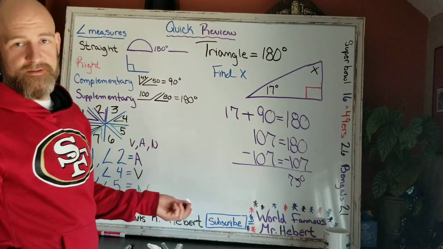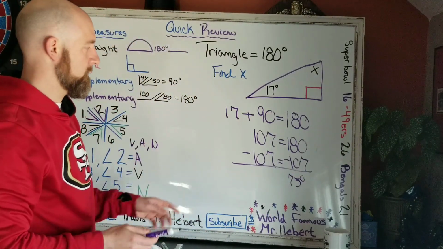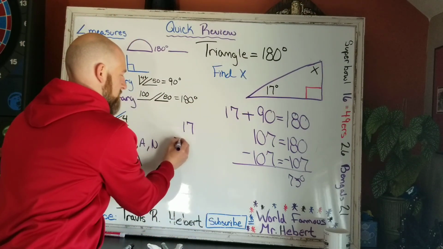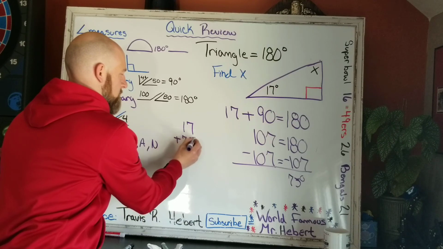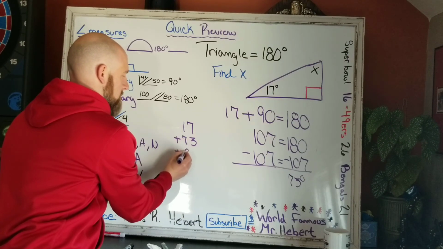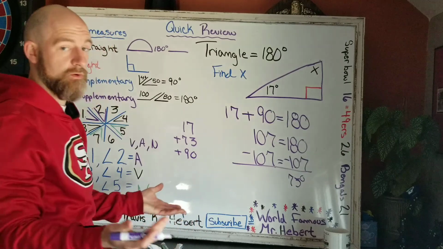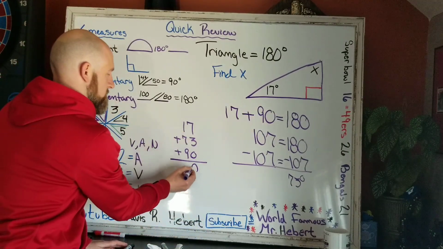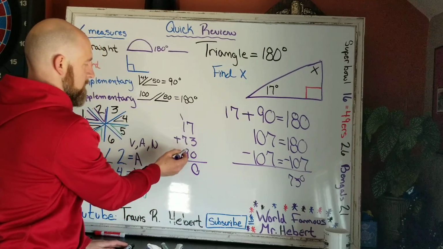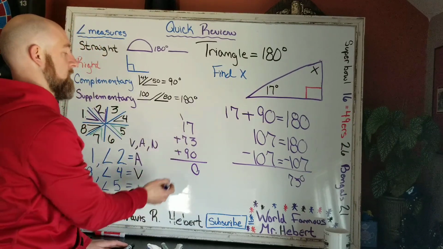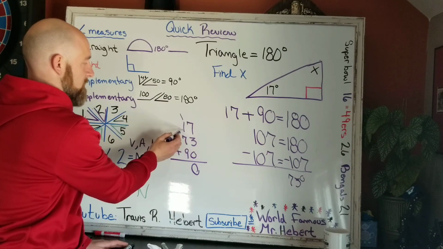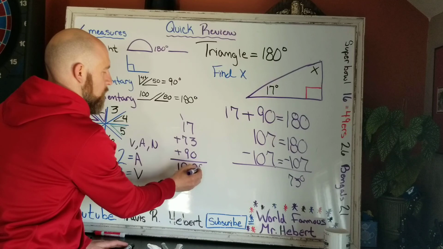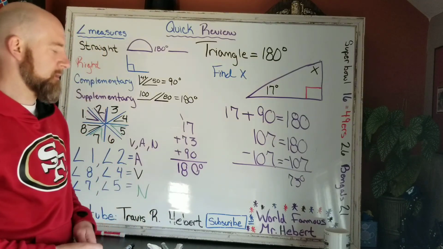So if we want to check this to make sure our answer comes out right, we can take 17 plus 73 plus 90, and this should equal 180 degrees. So 7, 3, there'd be 10, carry the 1, 9 plus 7 is 16, plus 1 is 17, plus 1 is 18. So we end up with 180 degrees.